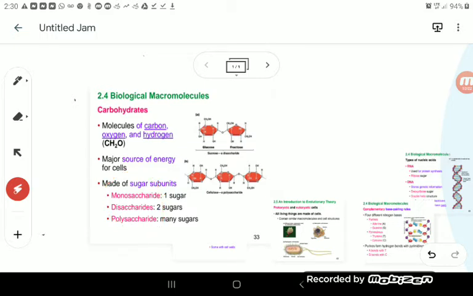You stick a bunch of simple sugars and bind them together like this, and you end up with carbohydrates, large complex carbohydrates like starches. Okay, not much there. We didn't talk much about that.